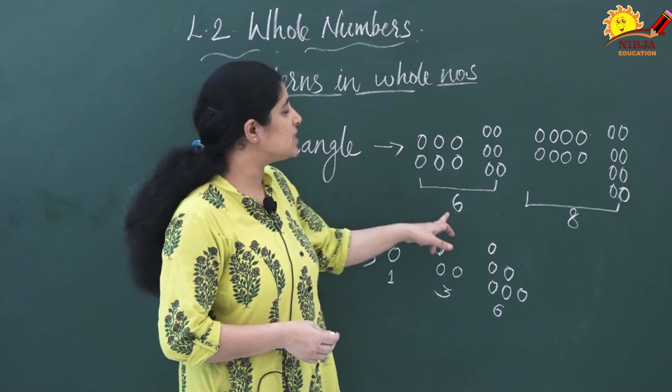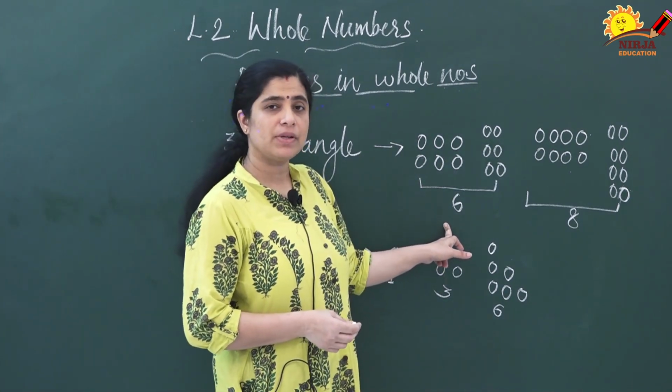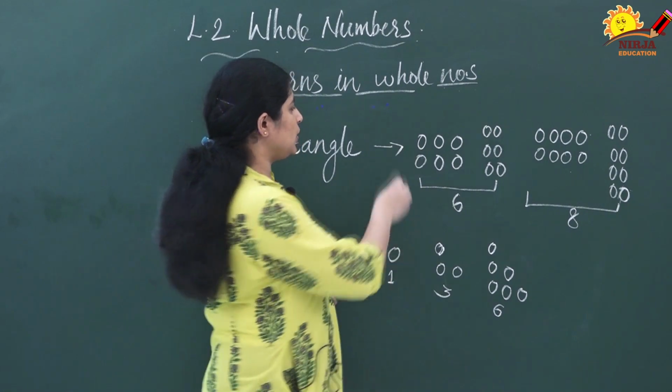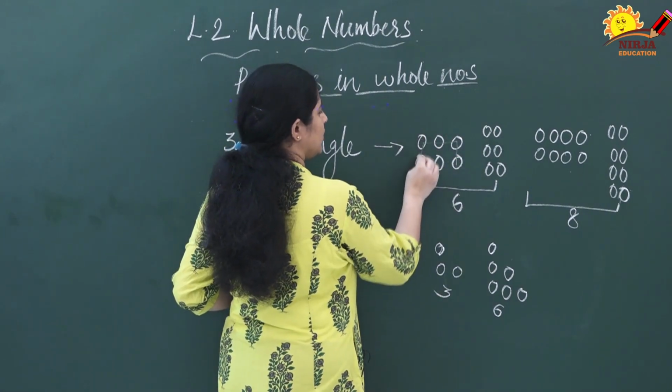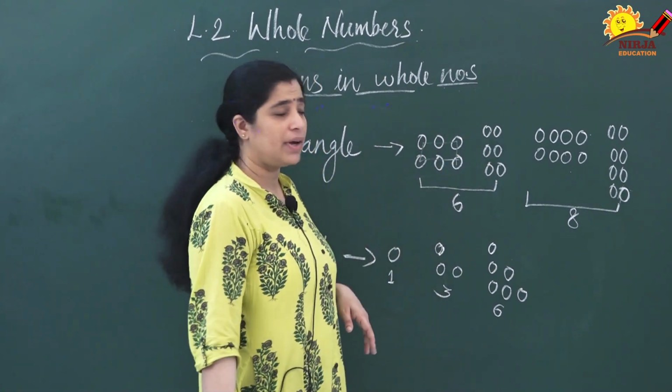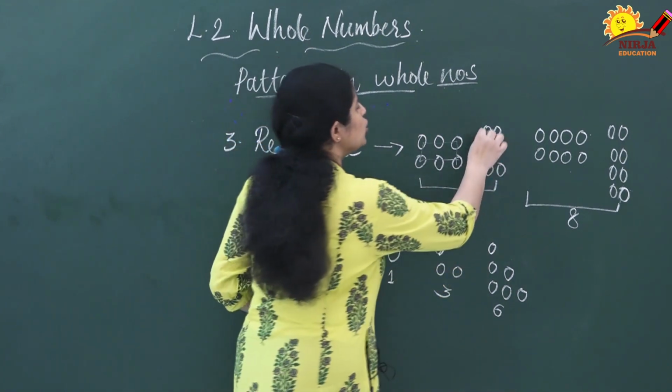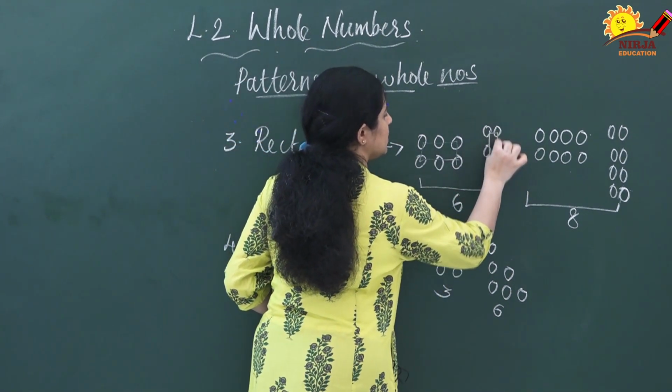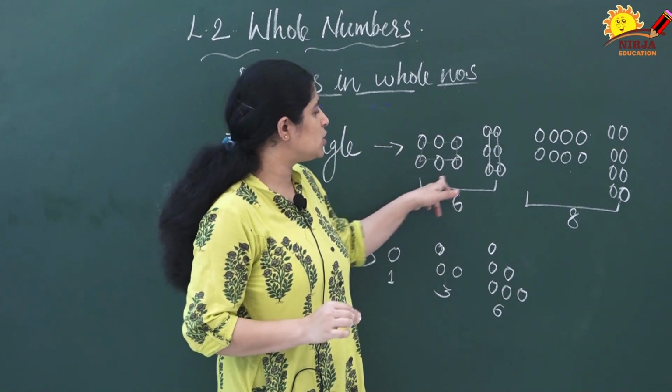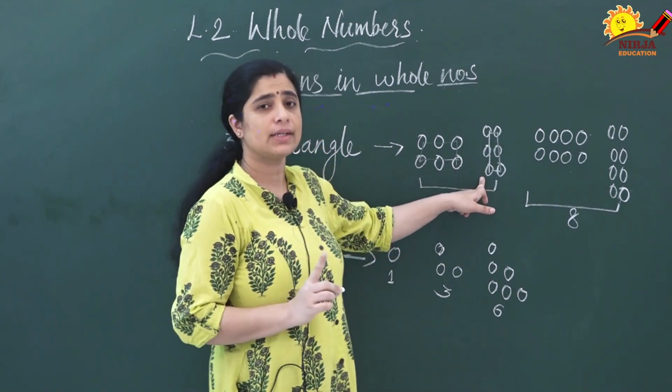So I have taken 6 here. 6 can be represented in the form of rectangle. You can see that 3 here and 3 here. So this is in the form of a rectangle. Here also 2 ways you can represent, like this way and this way. So these 2 are in the form of a rectangle.